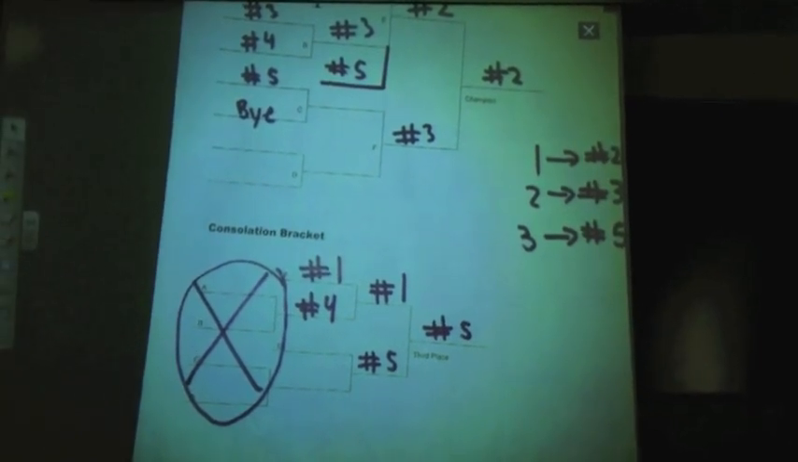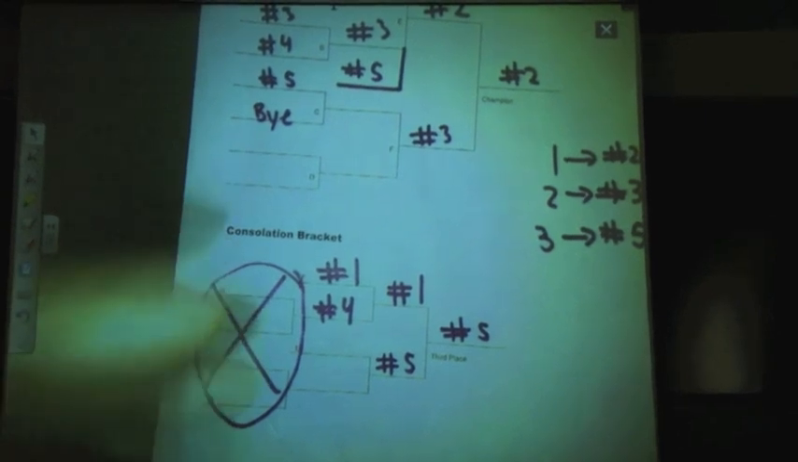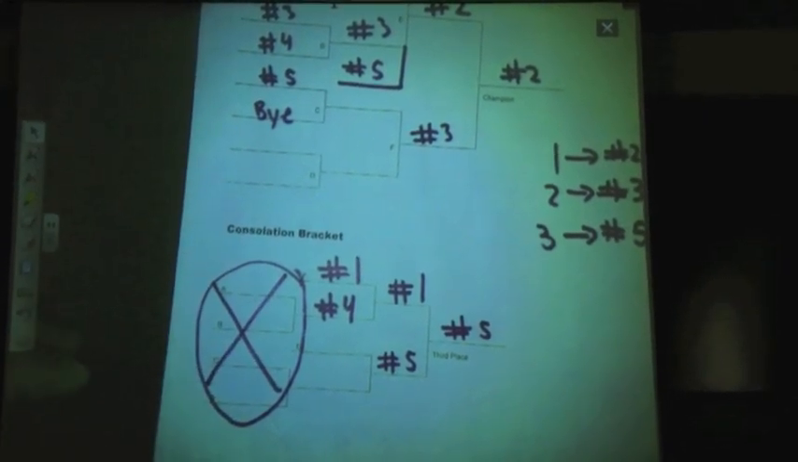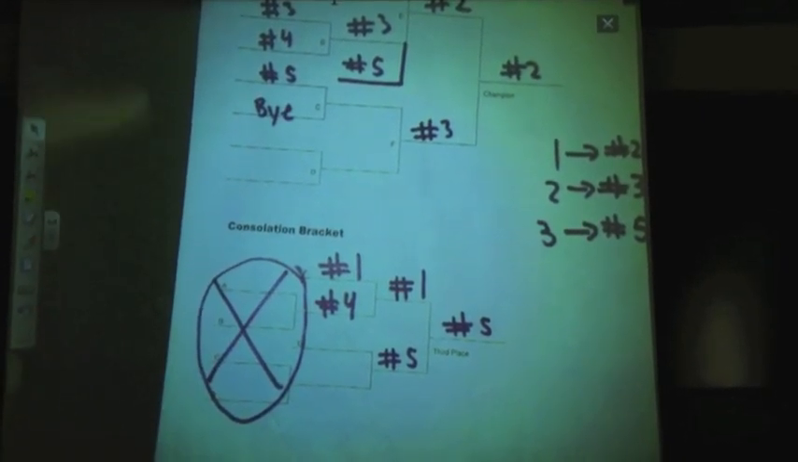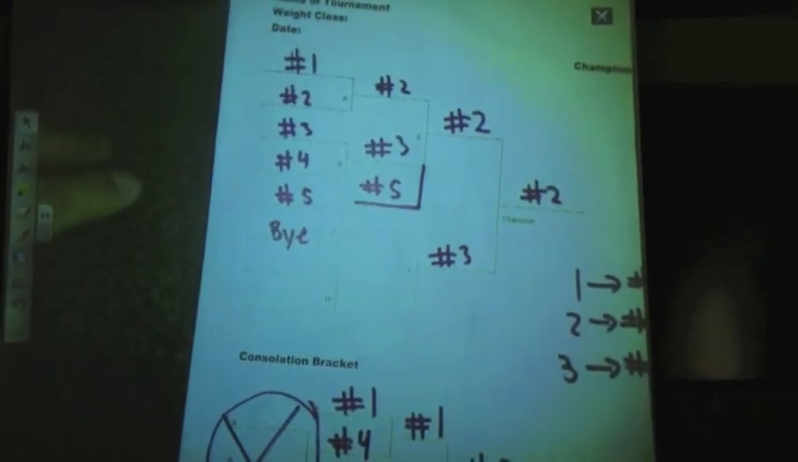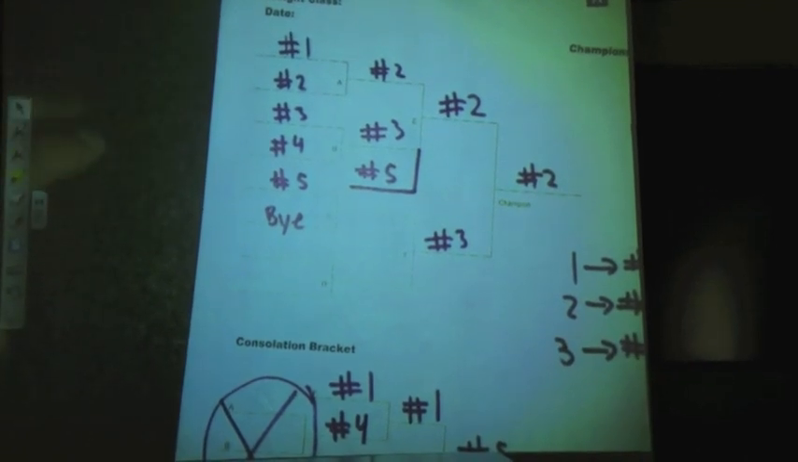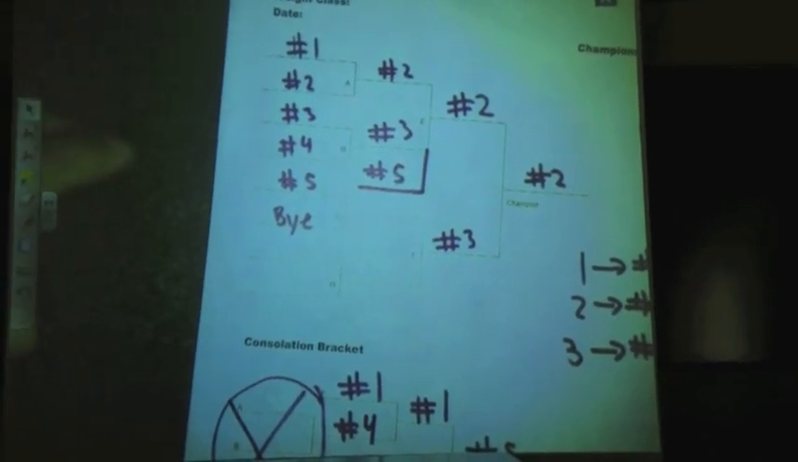And it's very important that you do something called verify your consolation bracket. What that means is you want to make sure that everyone who should be there is dropped down into the consolation bracket. So the way you do that is you look at the total number of competitors, which in this case is 5, and you know 2 people are going to be in the finals. So we have number 2 and number 3. These are in the finals. So everyone that did not make it to the finals should be in the consolation bracket.